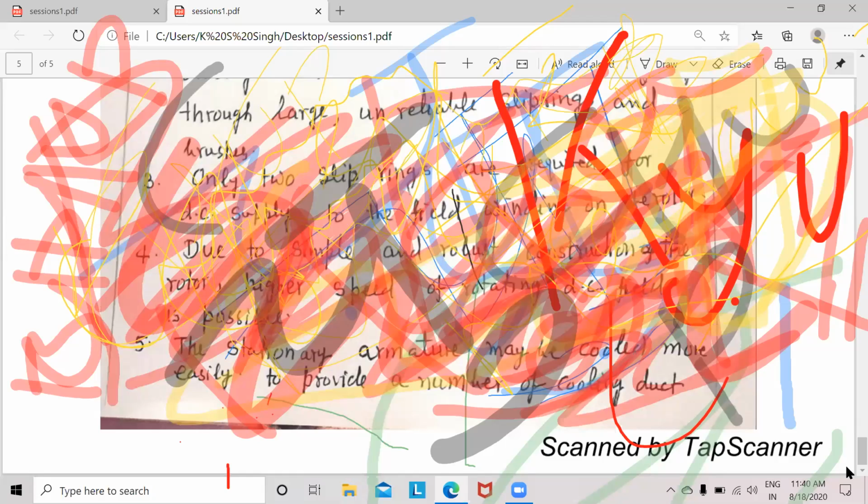Next we come to the construction of the 3-phase motor.